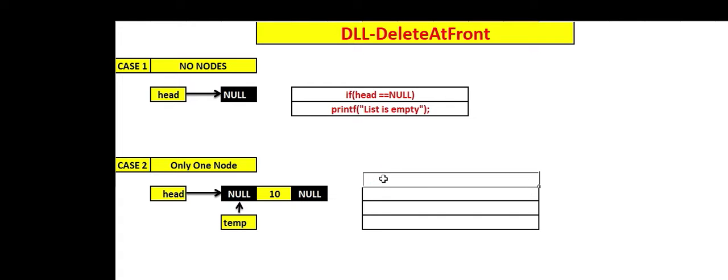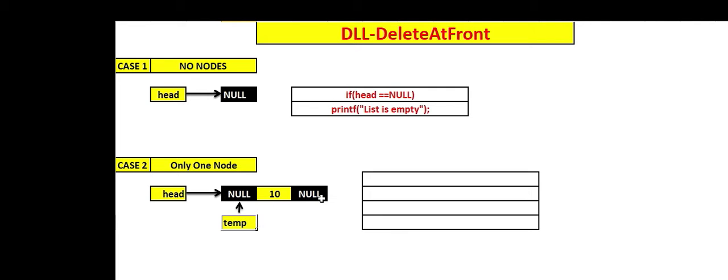Else, if we see that the head has only one node, we are going to refer with a temp reference, which is the pointer to the node, and temp is going to point to where head is pointing to. And how will we understand that we have got only one node? Here we will see that when the temp's right link is equal to null, we are going to say that the DLL has got only one node.